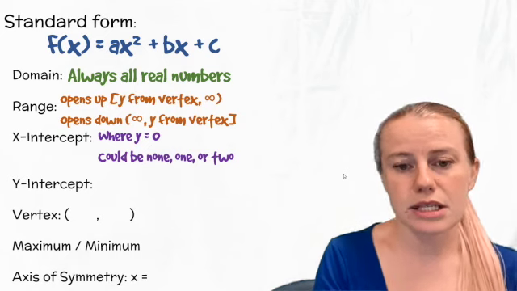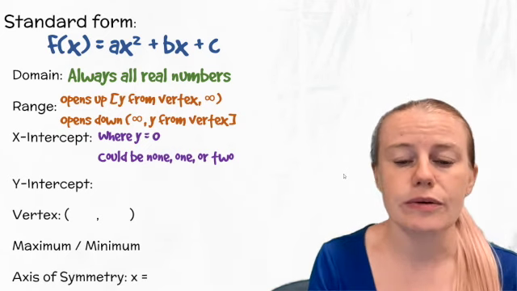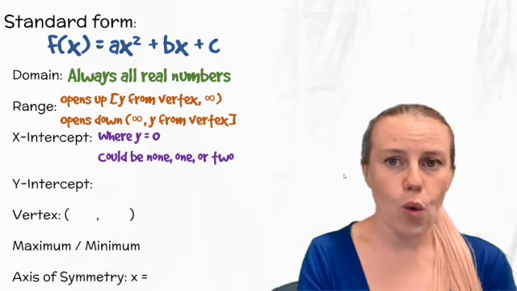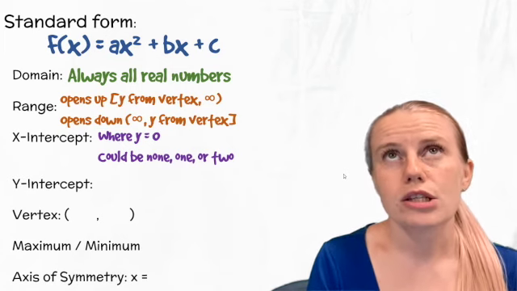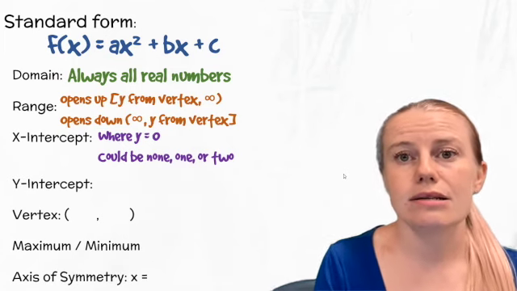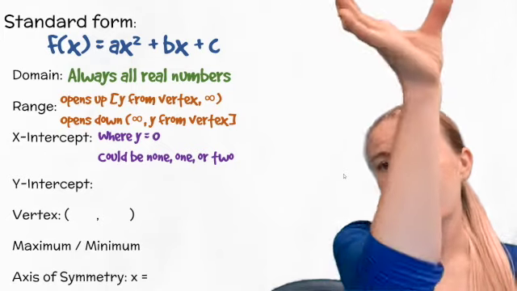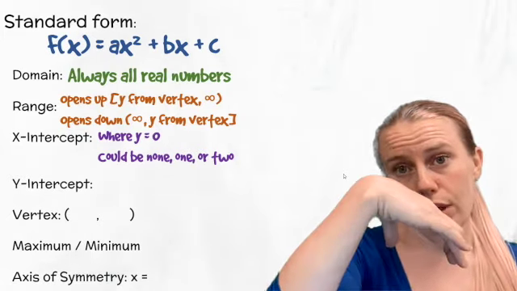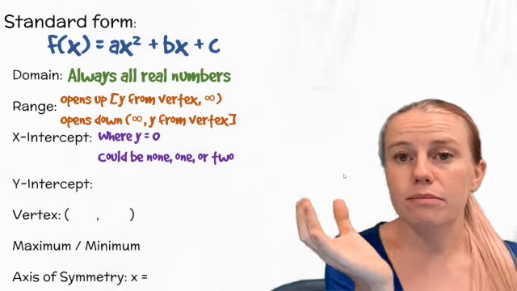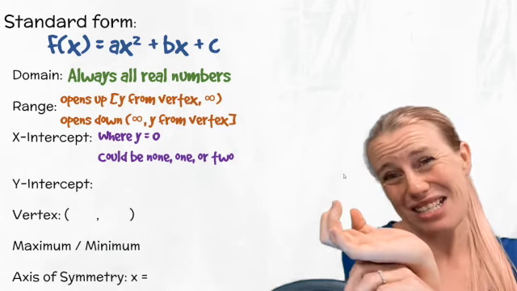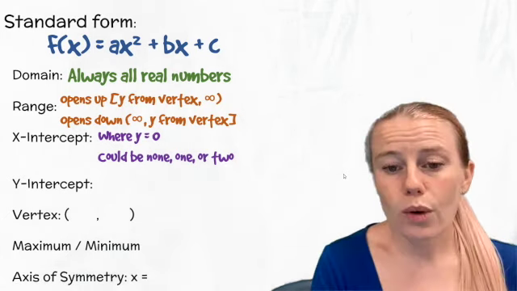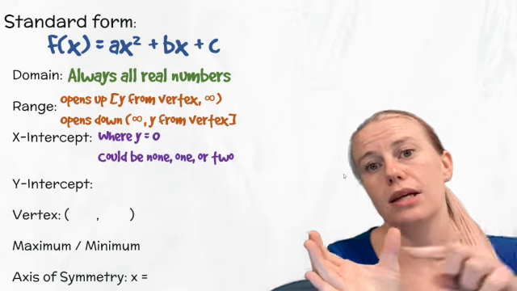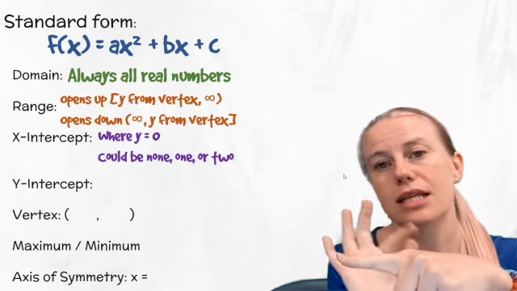Our x-intercept is where y equals 0, and we could have none, 1, or 2. So it might not hit our x-axis at all. It could be way above it. It could be way below it. It could be right on it, so our vertex is our x-intercept, or it could go through the x-axis, and then we would have 2.